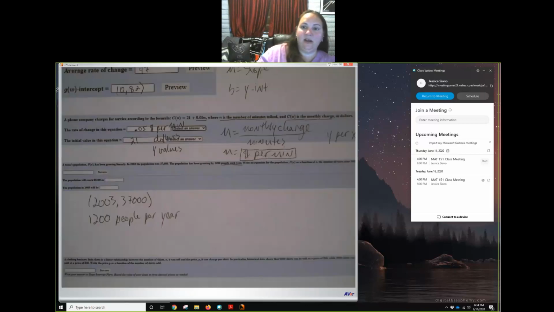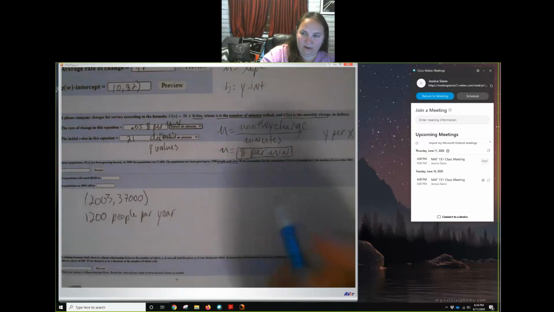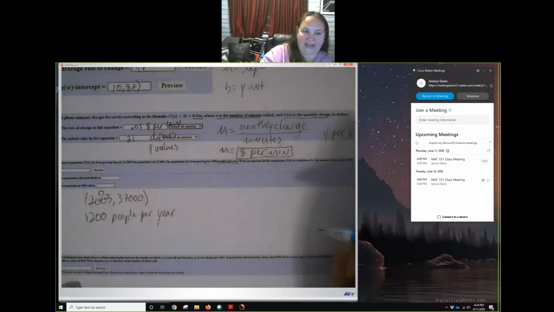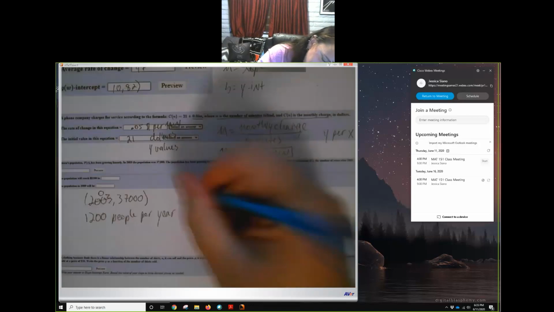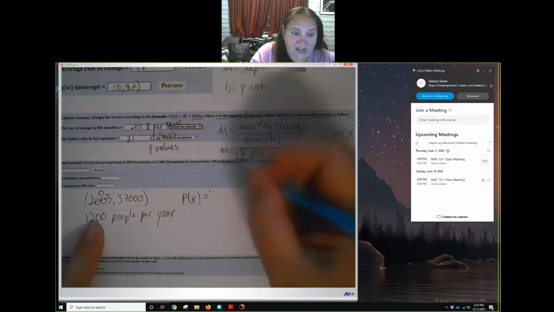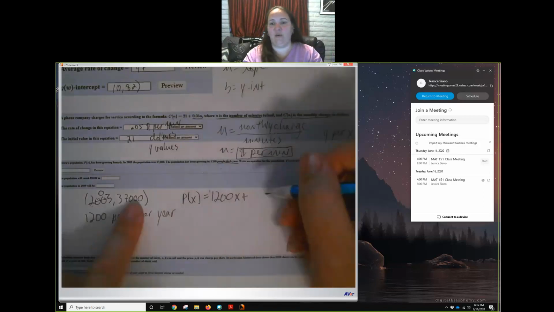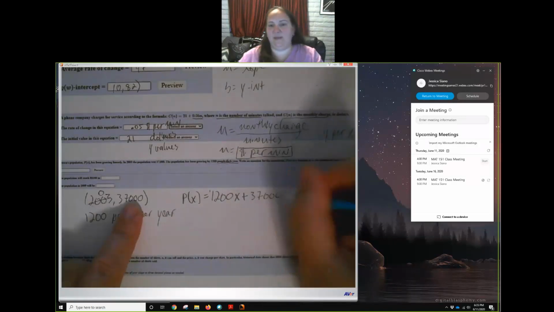After 2003. So then what that means is that 2003 is my initial year. So that is when, that is your intercept then. So the equation for this would be y equals, or in this case, it's P of X equals your rate of change, which is 1,200 people per year, plus your initial value. And since they started taking the census in 2003, that 37,000 is my initial value.